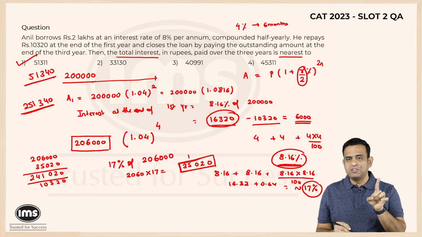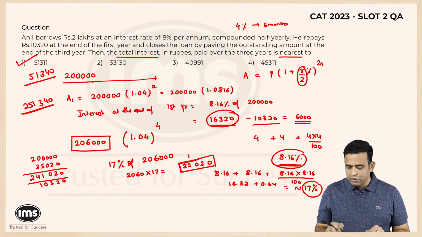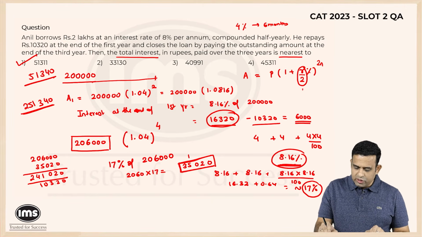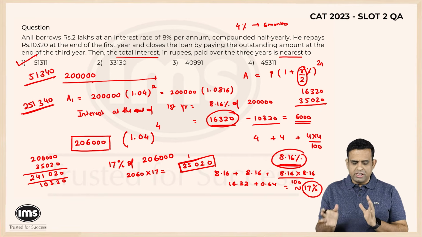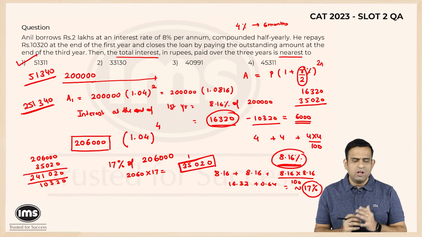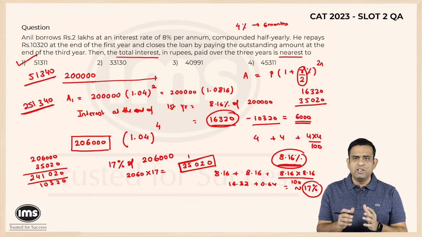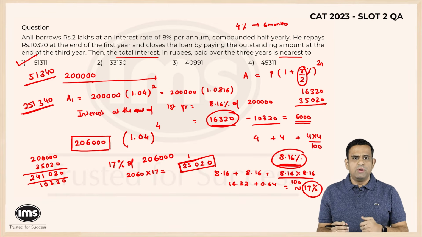But please note the interest due at the end of the first year was 16,320. So one could do 16,320 and add the number 35,020. Both will lead to nothing but 51,340. And since they have told nearest to, and the options are spread out, we can take the liberty to mark option number 1 as the answer over here.